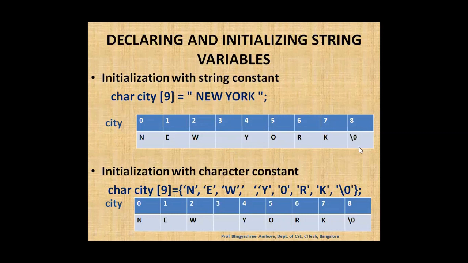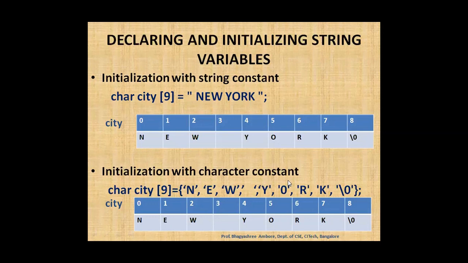What do you have to use? Null. If you are using a string constant, then the compiler automatically fixes this null at the end of a string when it encounters the matching pair of double quotes. Automatically it marks this null at the end. Now the second method we'll see.